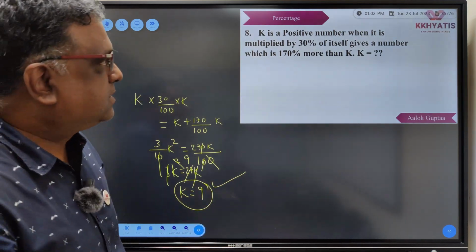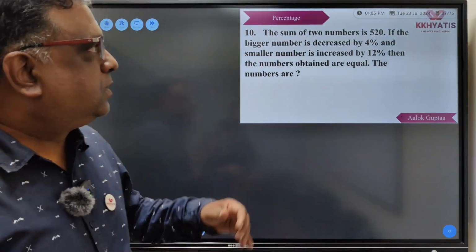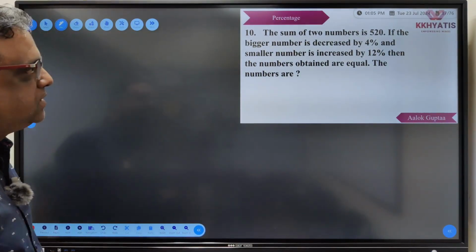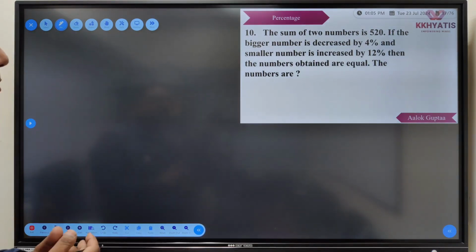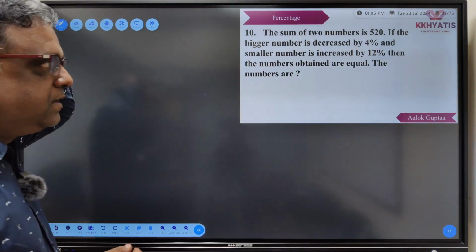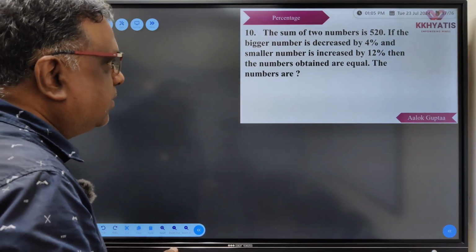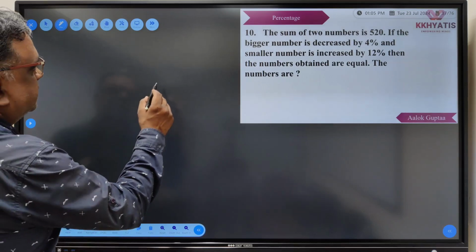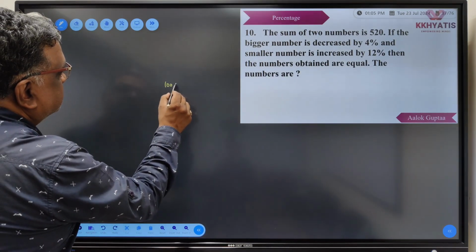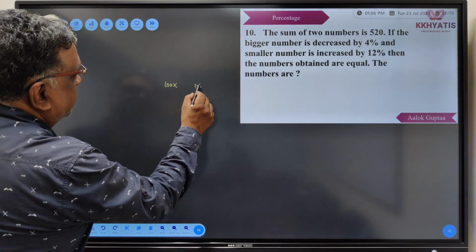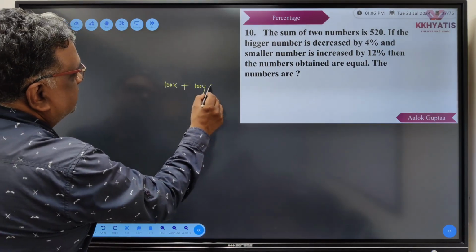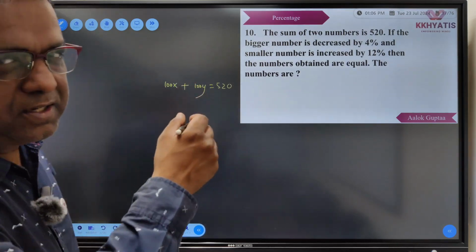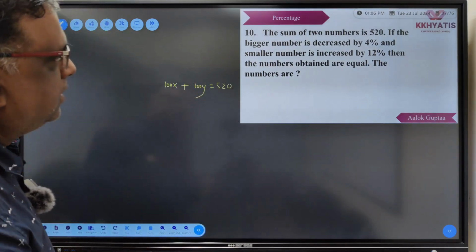Okay, let's go ahead. So the next sum goes like: the sum of two numbers is 520. If the bigger number is decreased by 4% and the smaller number is increased by 12%, then the numbers obtained are equal. Find the numbers. So let me say the two numbers are 100x and 100y. The sum of these two numbers is 520. Why am I taking 100? Because some percentages are given, so it will be easier for me.